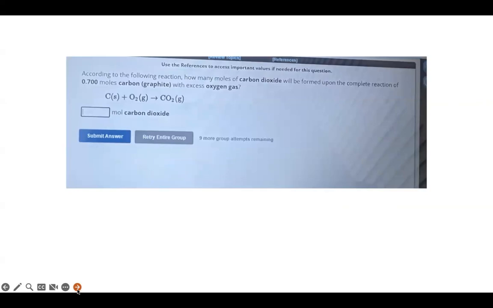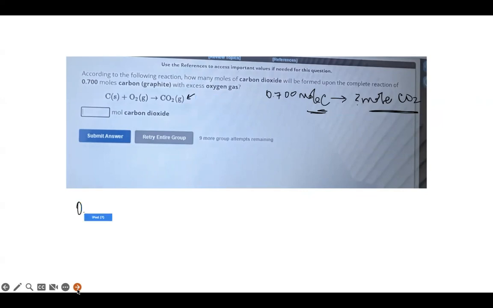So this problem asks us to solve for how many moles of carbon dioxide will be formed when we start with 0.7 moles of C. All right. So we can go from moles to moles. So moles of one substance to moles of another substance, just using the coefficients from the balanced equation.